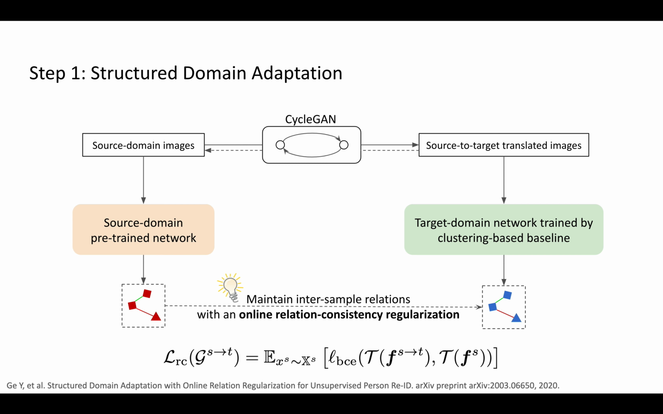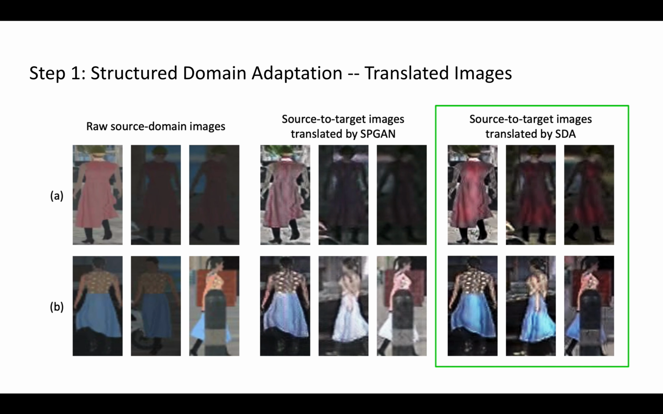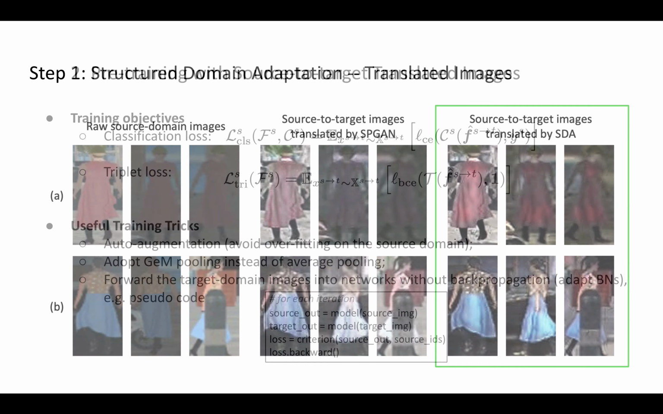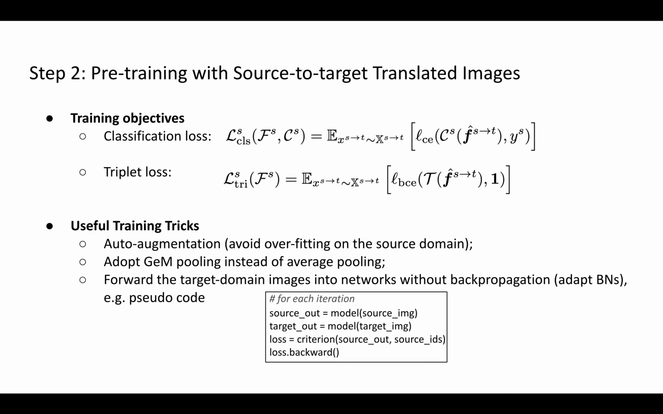SDA adopts cycle-GAN architecture as the backbone and introduces an online relation consistency regularization to maintain the inter-sample relations. Specifically, the inter-sample relations in SDA are measured online by source domain and target domain encoders, where the encoders are trained by the clustering baseline as described before. Here are the translated images by officially provided SPGAN and our SDA. After carefully translating the source domain images to the target domain, we can pre-train the network with translated images and their identities under the supervision of a classification loss and a triplet loss.